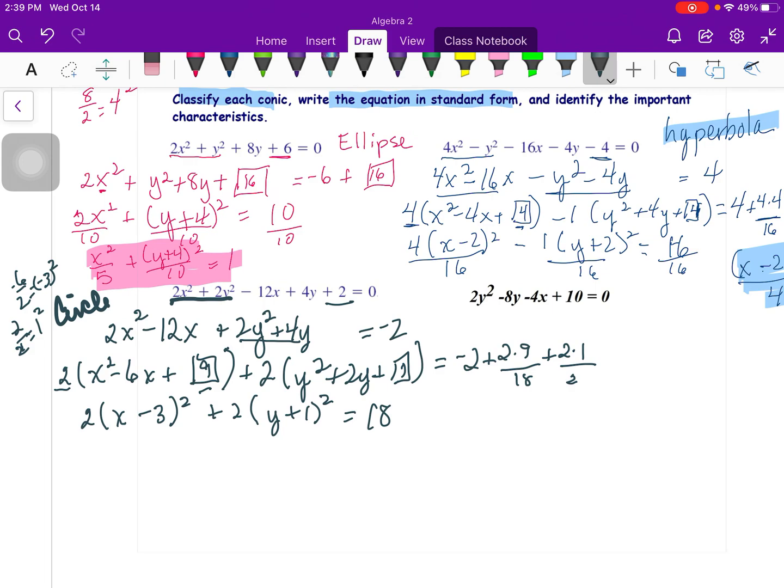And my circles have coefficients of 1, so I must divide everything here by 2. So I get x minus 3 squared plus y plus 1 squared equals 9. And there I have my circle.